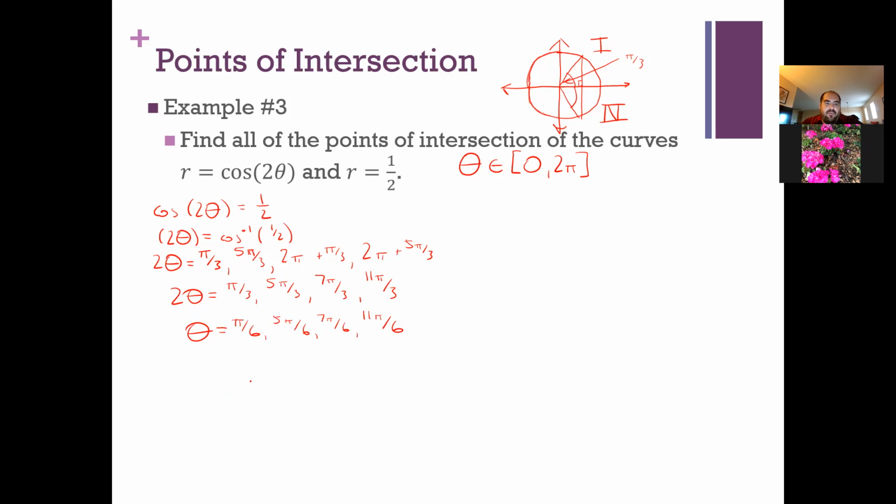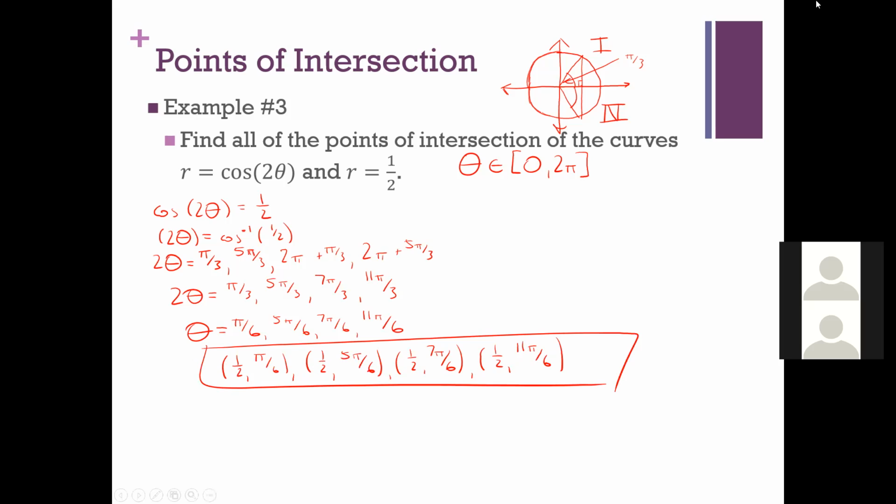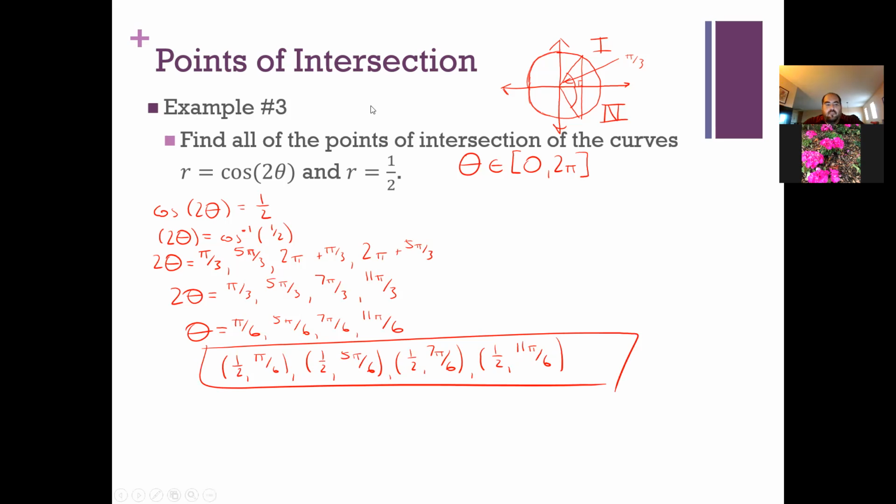So we're pretty much there. We just need to write down what points we get from all those. We get 1/2, pi over 6; 1/2, 5 pi over 6; 1/2, 7 pi over 6; and 1/2, 11 pi over 6. Any question about that? All right.